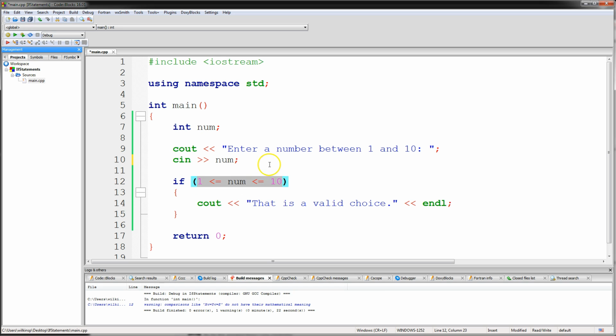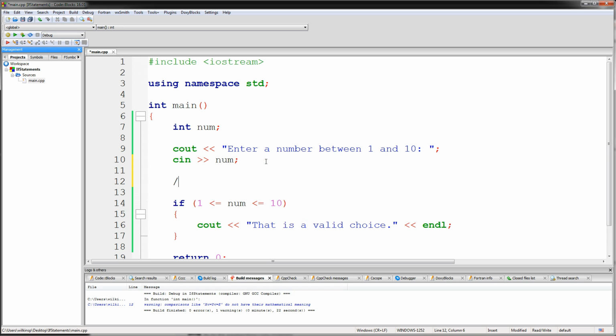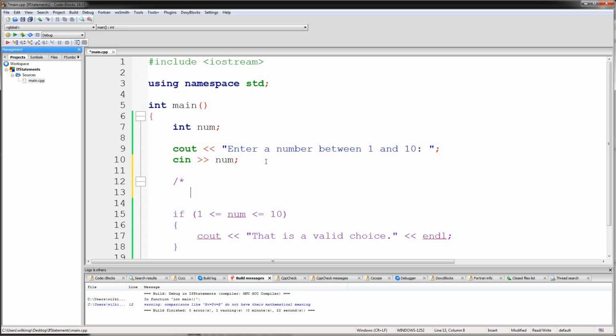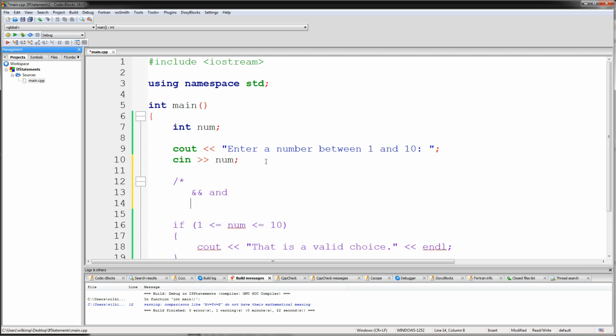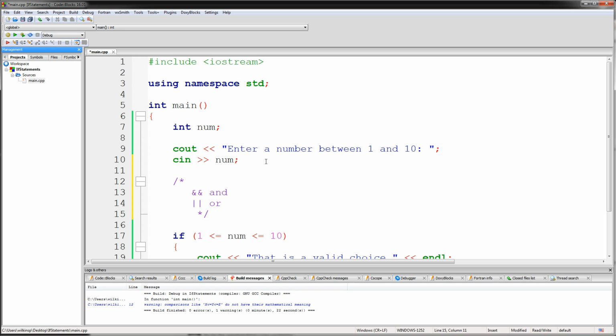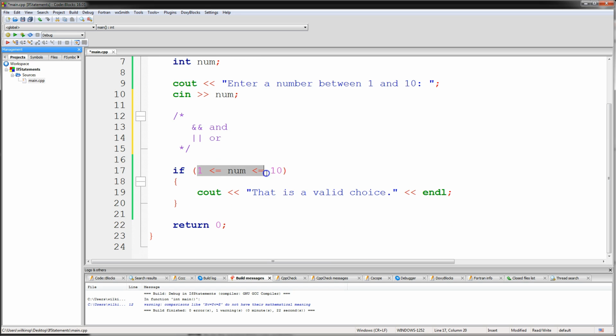To do this, there's a couple more comparison operations we need, or relational operations. There's the double ampersand, which is and, and there's the double vertical bar, which is or. These 2 operations allow you to combine multiple Boolean statements together. In this case, for this condition, I want that num is greater than or equal to 1, and num is less than or equal to 10.